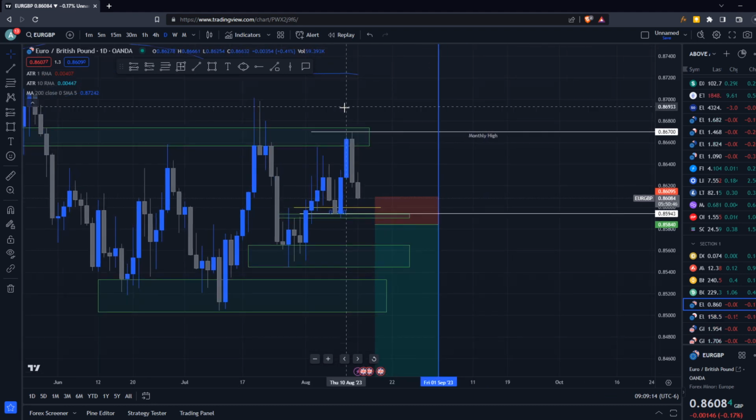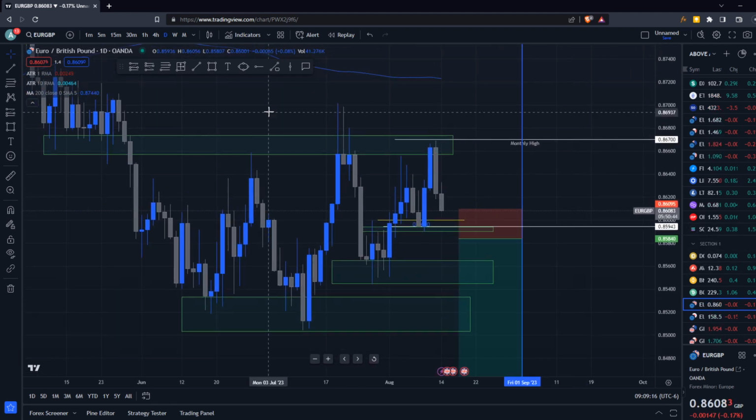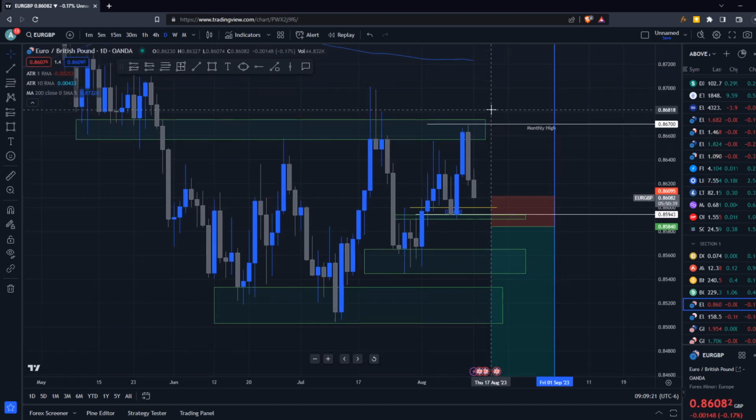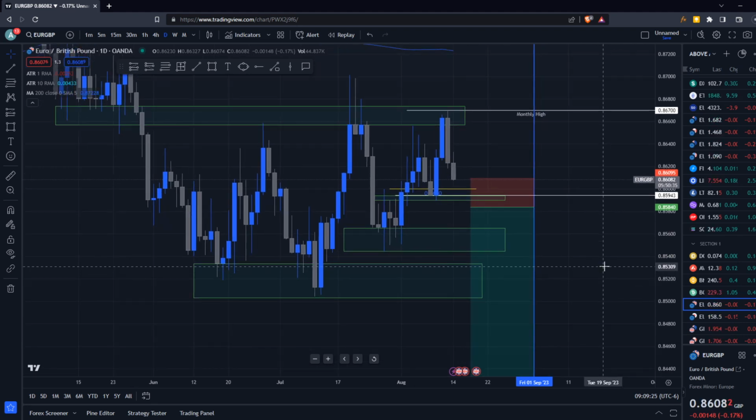So on both sides, the upside and the downside, it's kind of being held. So yeah, I don't have much on Euro Pound for right now. We'll just have to see what it does if it breaks that 86 level, and then we will go from there.